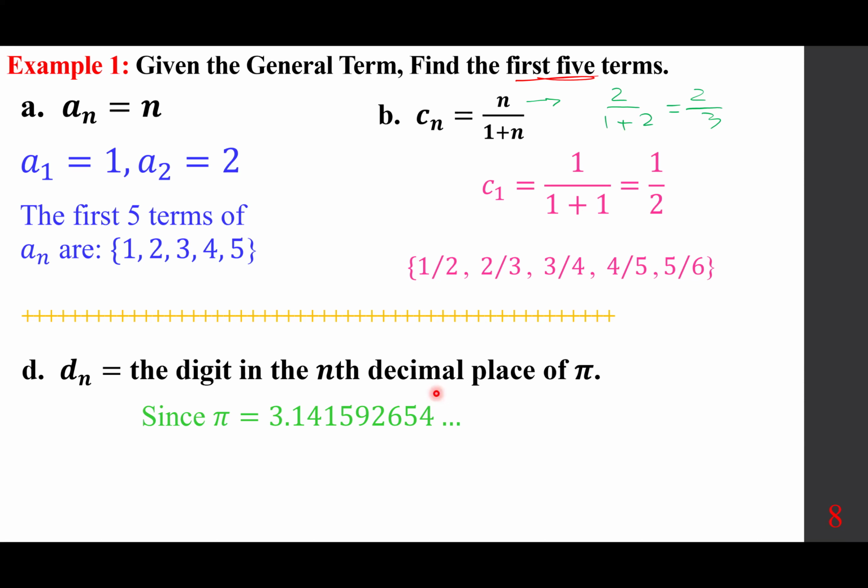So, for example, the first place would be 1, because we want the nth decimal place. The second decimal place would be 4. The third decimal place would be 1. The next one is 5. The next one is 9. The next one is 2, and so forth. We just want 5 of them. So 1, 4, 1, 5, and we stop at 9 because we just want the first 5.